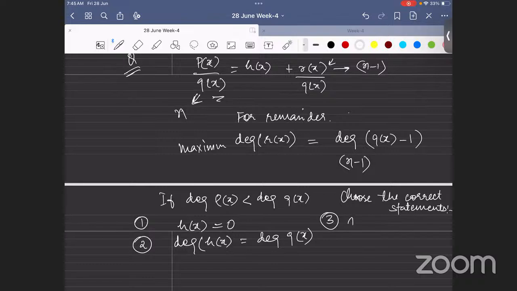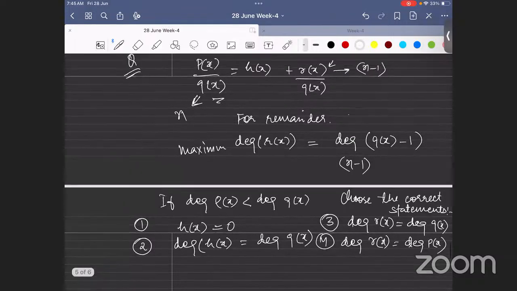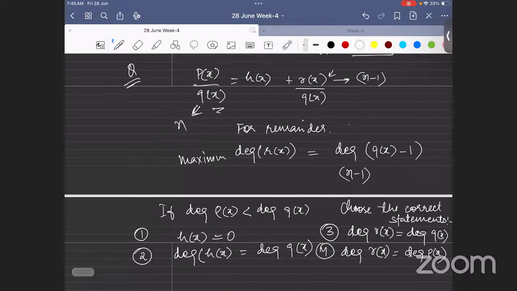What do you think? Which options are correct? First, second, third. You are able to see that, right? The first thing is saying that the quotient itself is 0. If you are dividing something with a higher degree, the quotient will be 0, and then the remainder is the same as the px. Whatever you are dividing, that will be your remainder, so the degree of the remainder and the polynomial will be the same, or the degree of the hx.